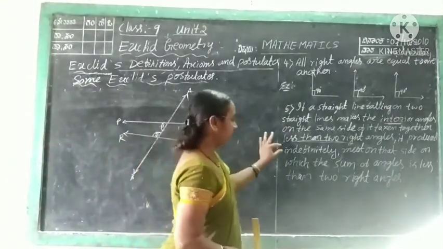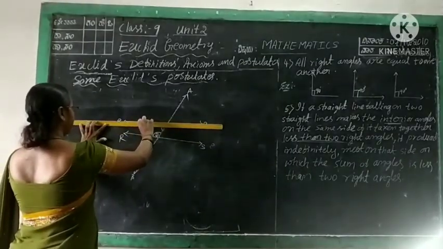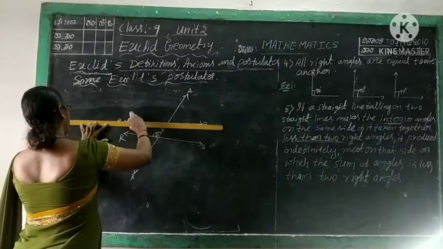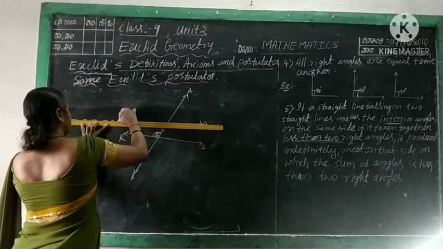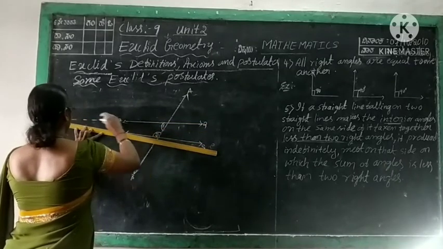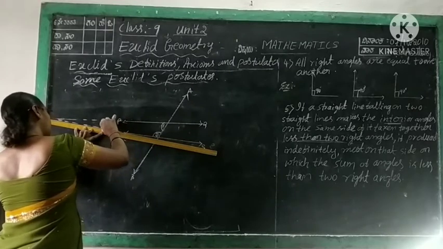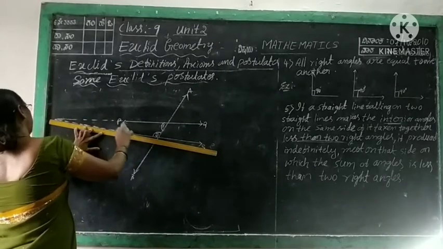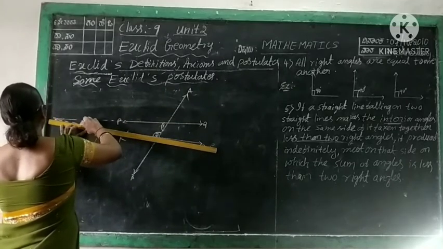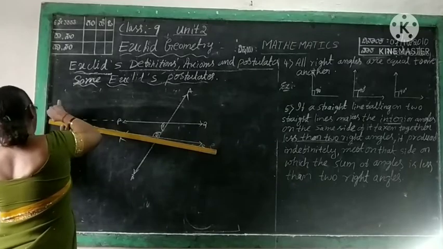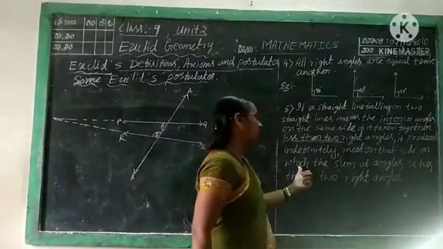If we produce the two lines infinitely from the points P and R, we see the two lines extended forward, and then they meet on that side.